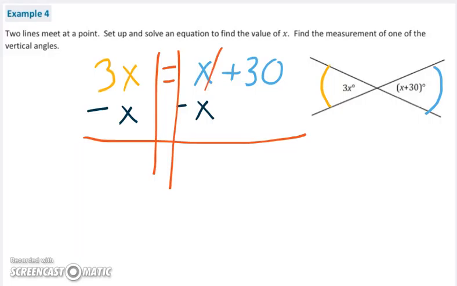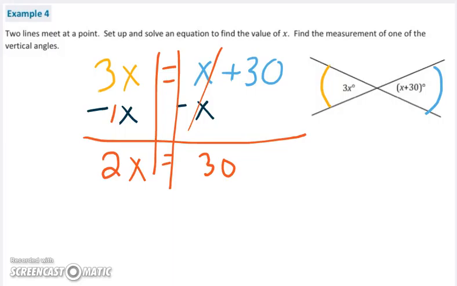Well, this is easy enough. These guys cancel out. That leaves us with a positive 30. Just write that as 30. 3x minus x is 2x. And remember, if you are confused, there is a 1 in front of that x.